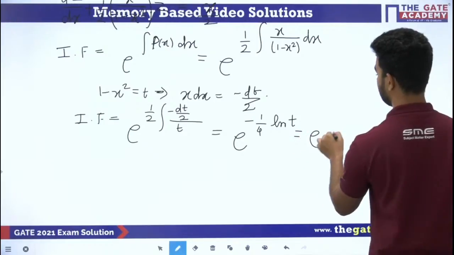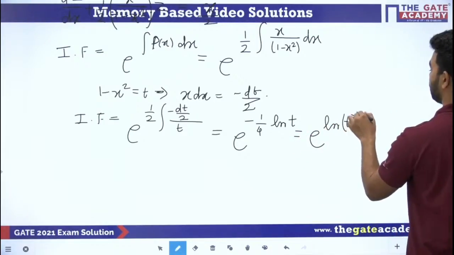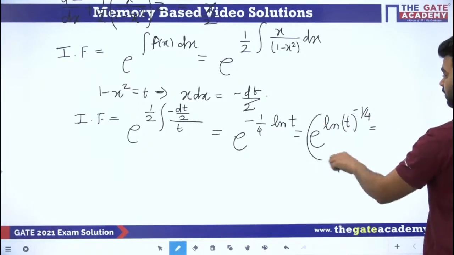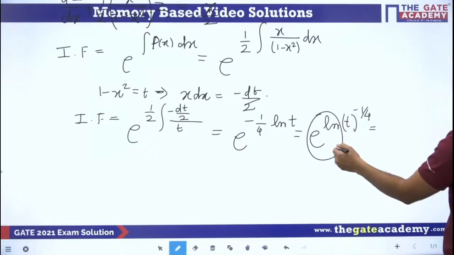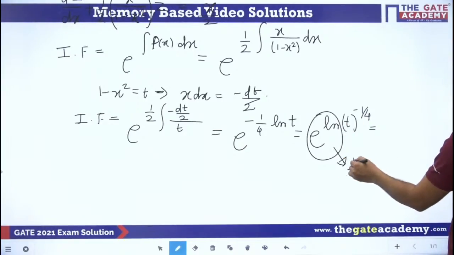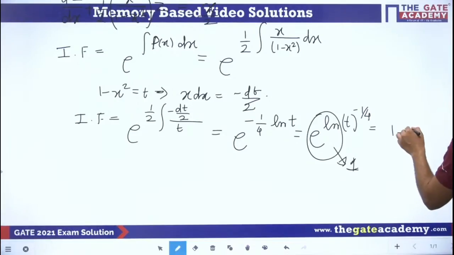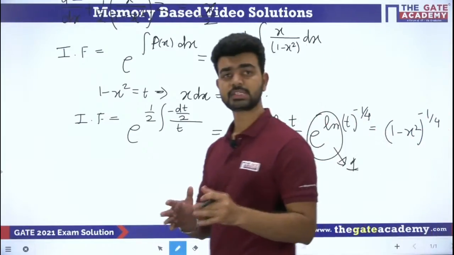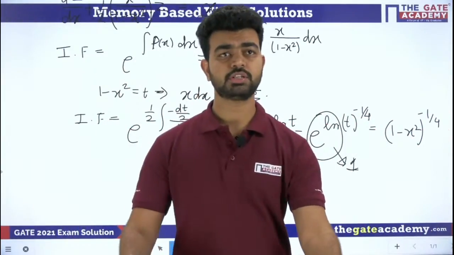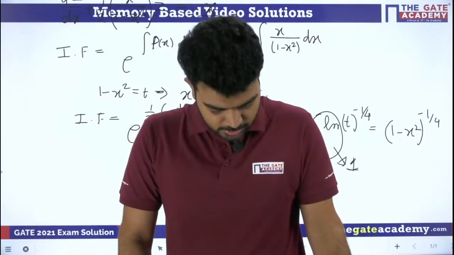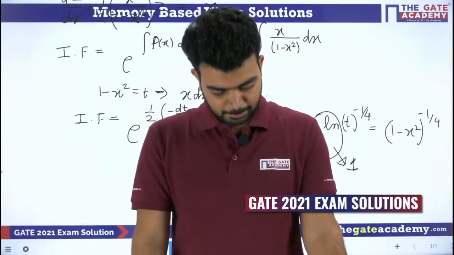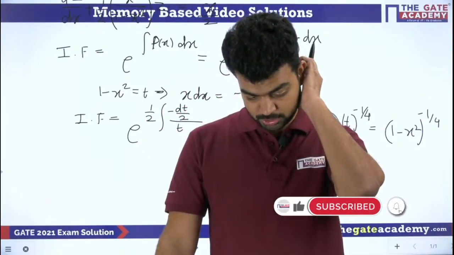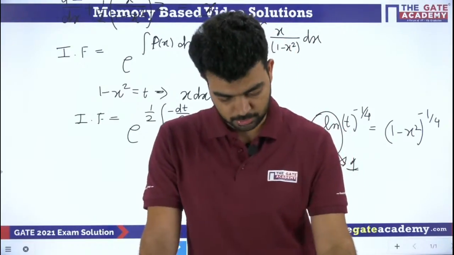Now we can write it e to the power ln t to the power minus 1 by 4, and now this whole thing will get vanished, right? So this whole thing will get vanished to 1, right? And we'll get 1 minus x square to the power minus 1 by 4. So those who got this answer, congratulations, you got your marks. Okay, but this question was of 1 mark only. But it is taking time in solving the question. If you are good in integration, then okay, no problem.